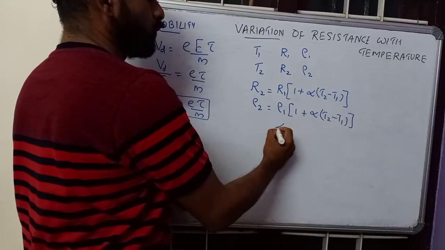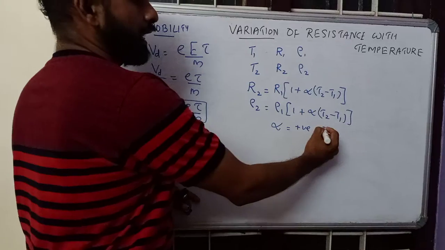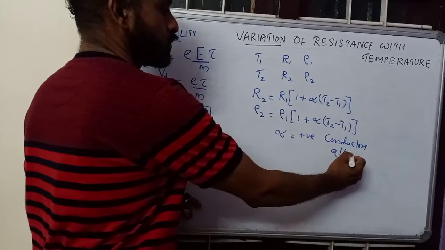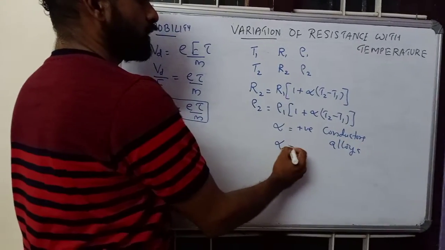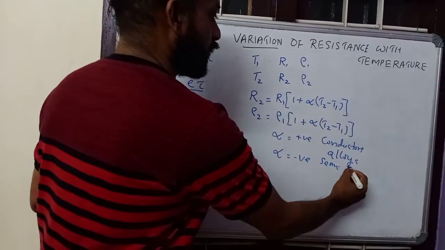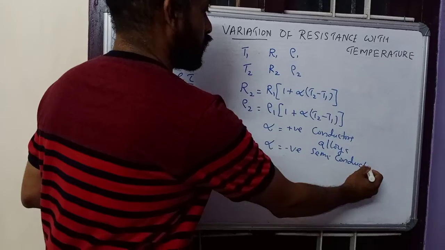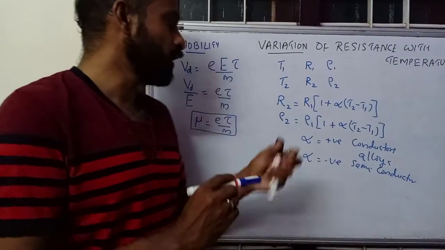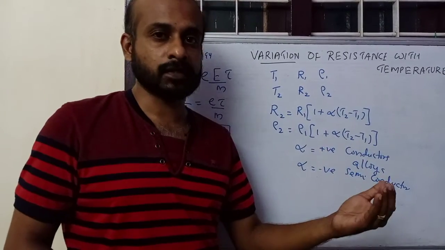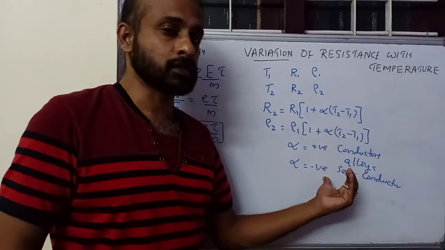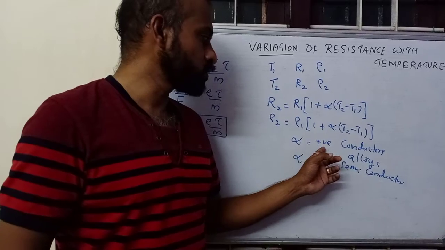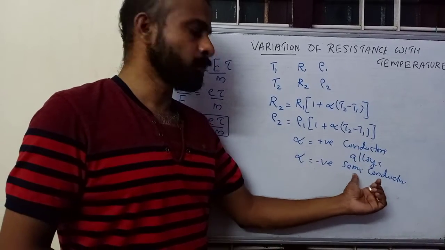And the value of alpha is positive for conductors. For conductors, alpha is positive, and also for alloys, alpha is positive. And alpha is negative for semiconductors. The meaning of this statement is that whenever we increase the temperature, the resistance of conductors and alloys will increase. But for semiconductors, when we increase the temperature, the resistance will decrease. That is the meaning of alpha positive for conductors and alloys, and alpha negative for semiconductors.